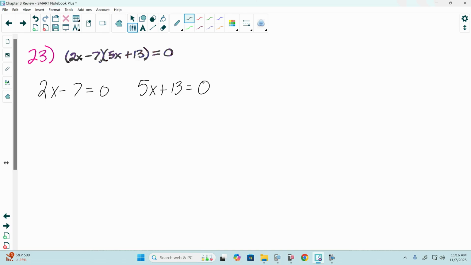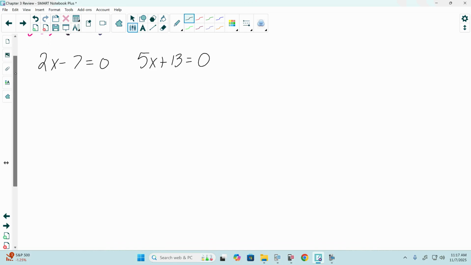It's already written in multiplied form, so we just have to set the two sets of parentheses, what's in each one, equal to 0, yes? These are nice. These should be nice. Because all we got to do is set what's inside the parentheses equal to 0 and solve. We don't even have to factor them if they are already factored. For 2x minus 7, to solve for x, the first thing we would do is add 7.